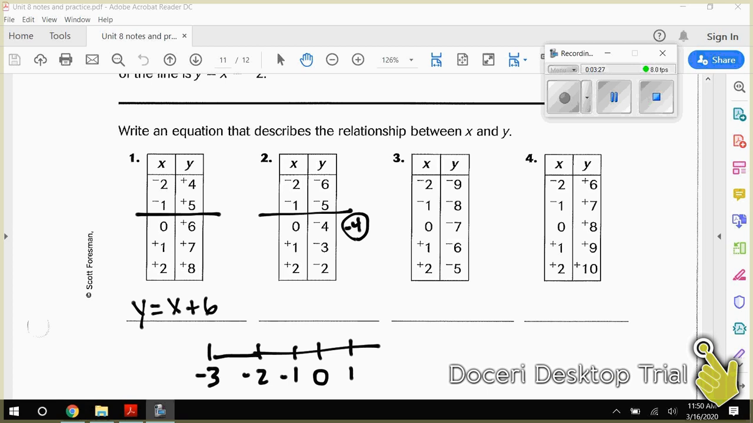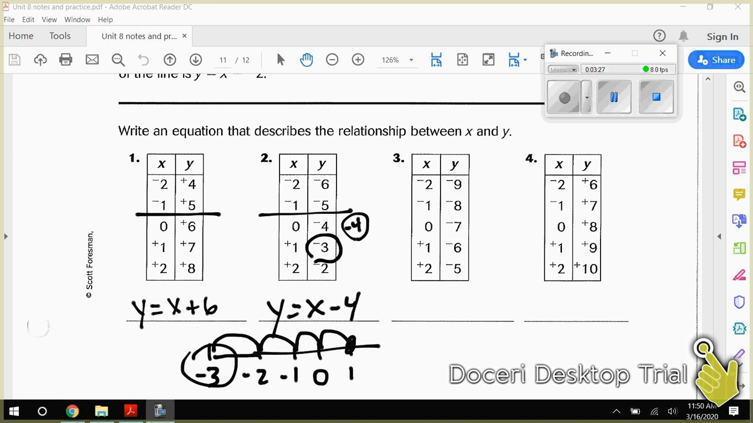So we're right here at positive 1, and we subtract 4. 1, 2, 3, 4. You see how I end up at negative 3, which is exactly what that is. So I'm pretty sure here our rule is x minus 4. So we're going to go ahead and write that y equals x minus 4.